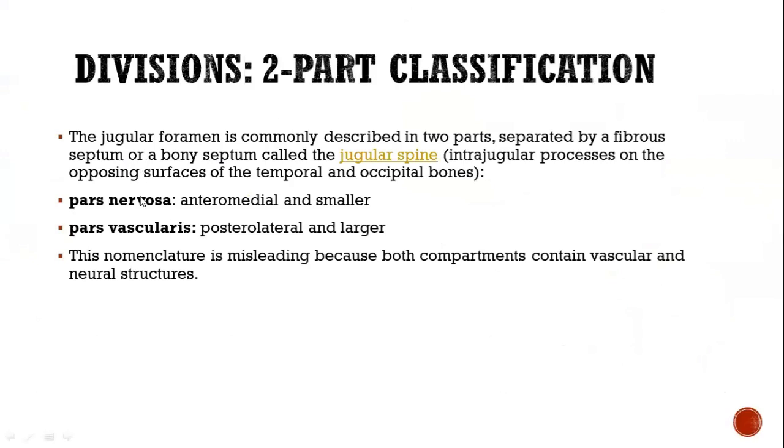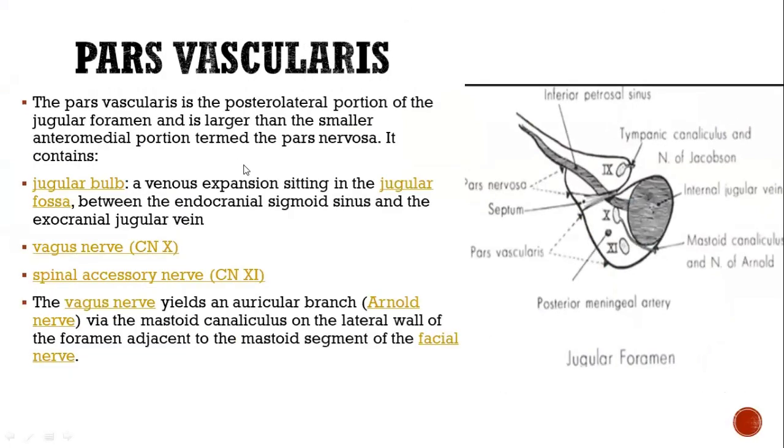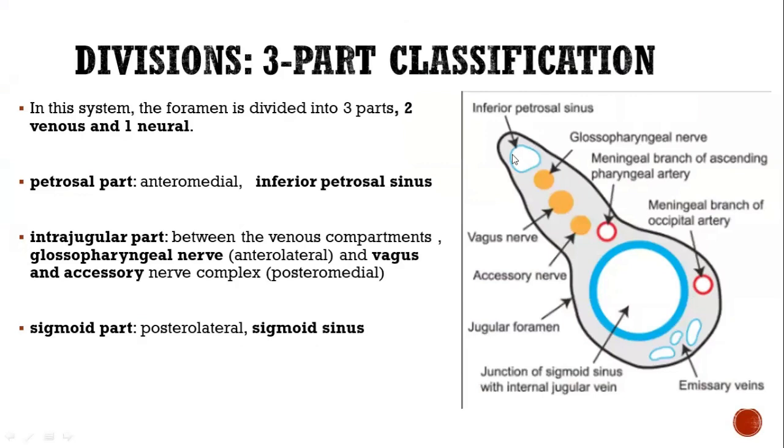So we have two classification systems. One is this one. So this is the venous compartment and the neural compartment. Medially we have the... this is the jugular foramen, which we have divided into three parts, two vascular and one is the neural compartment. So medially we have the inferior petrosal sinus traversing, and in the middle compartment, which is the interjugular compartment, is the glossopharyngeal, vagus and accessory nerves, along with the meningeal branch of the ascending pharyngeal artery.